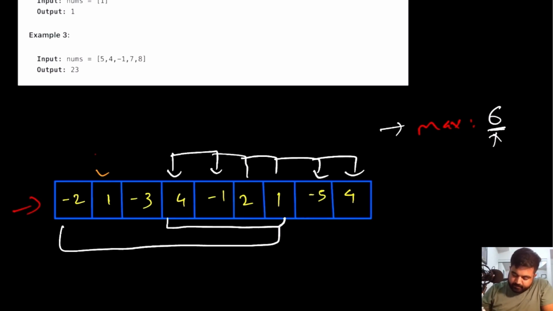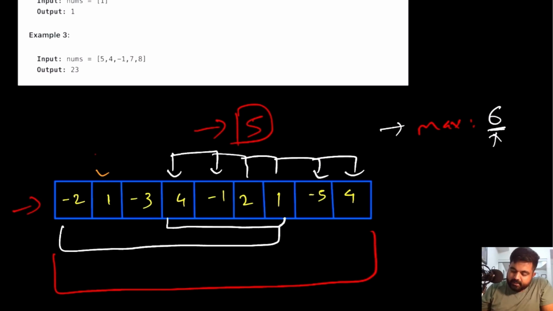So +4 plus 1 becomes +5. So this is also positive. The thing is, in the end, up until this point, the maximum value we were able to find is 6. So because it was 6, we are going to return 6 as the answer. This is what the problem is asking us to do. We need to find the sum of the maximum subarray and then return that value.